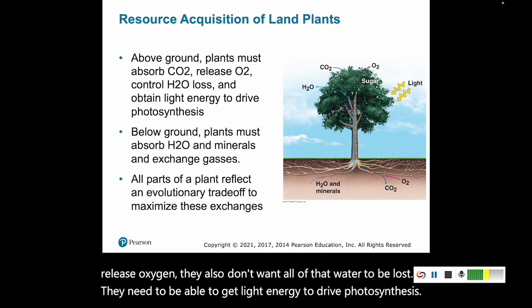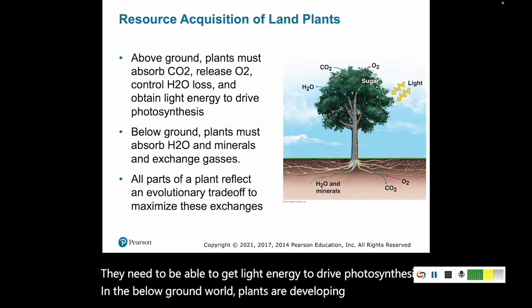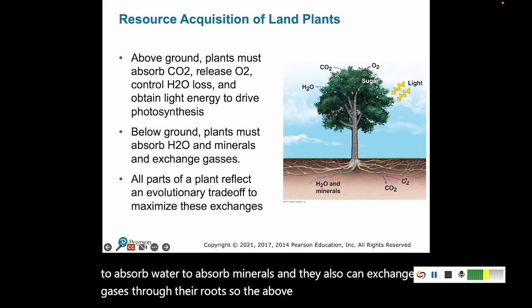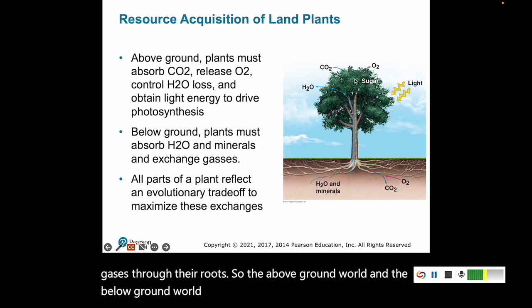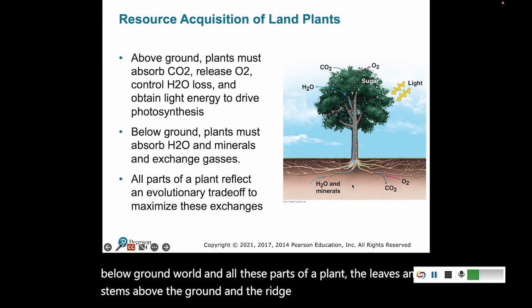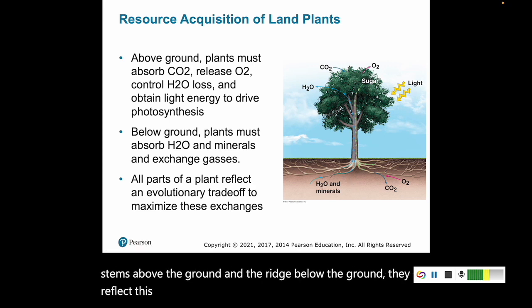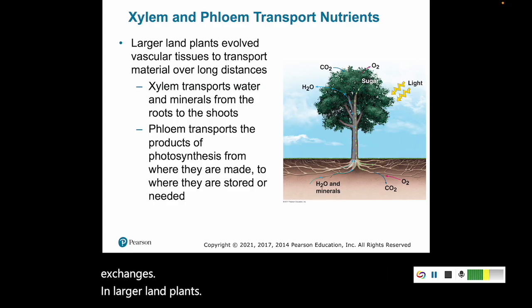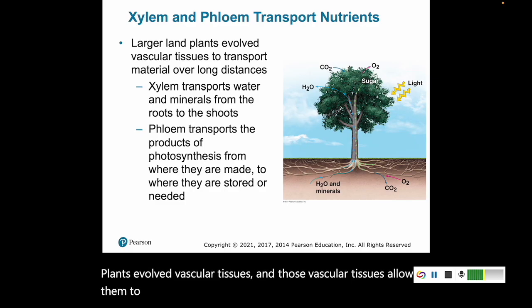In the below ground world, plants are developing roots to be able to absorb water, to absorb minerals, and they also can exchange gases through their roots. So the above ground world and the below ground world. And all these parts of a plant, the leaves and stems above the ground and the roots below the ground, they reflect this evolutionary trade-off to be able to maximize these exchanges. Larger land plants evolved vascular tissues, and those vascular tissues allow them to transport materials over long distances.